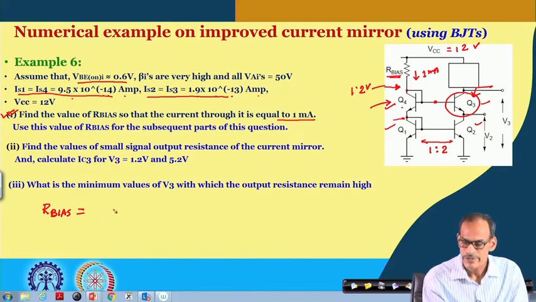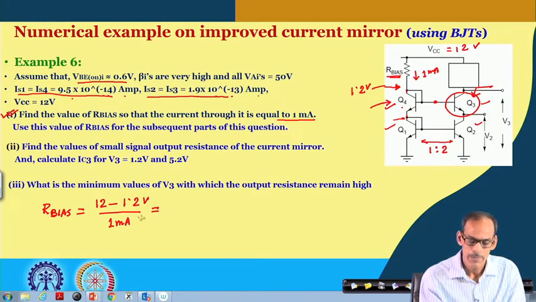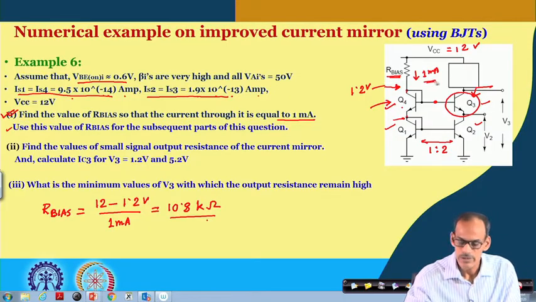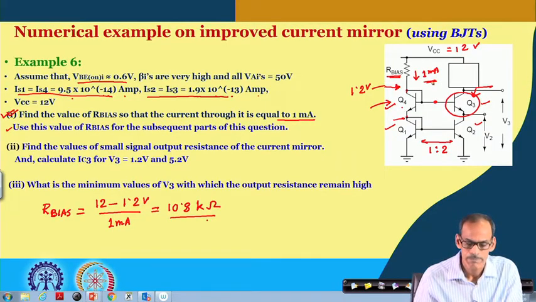So, the R bias equals 12 volt minus 1.2 volt divided by 1 milliampere. So, this is equal to 10.8 kilo ohms. So, for the subsequent part we can use the same R bias to maintain this current of 1 milliampere.